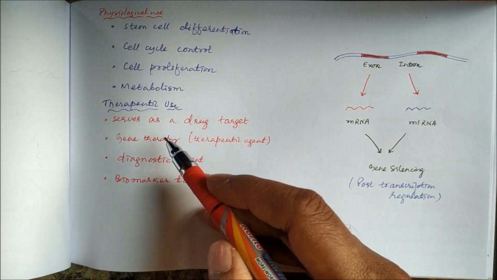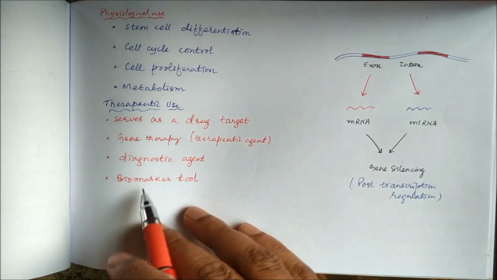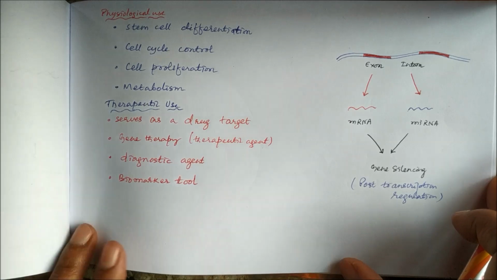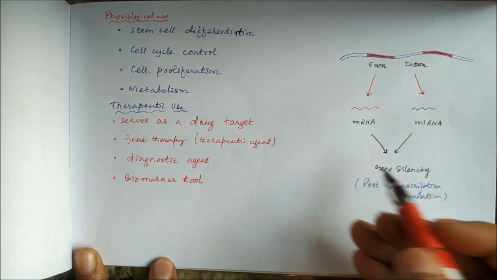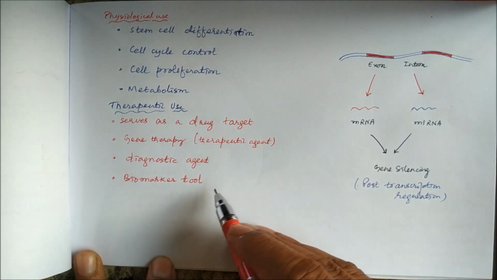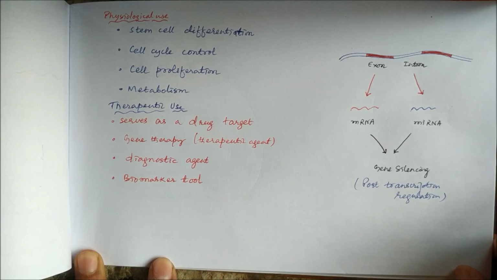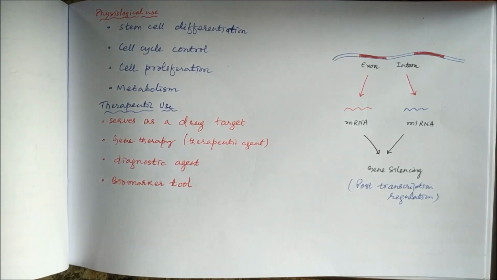So we can use this microRNA as a drug target, which can be used in gene therapy as a therapeutic agent. We can use microRNA as a diagnostic agent. We can use microRNA as a biomarker tool. So these are all therapeutic uses of microRNA. So this is all about microRNA. Thank you.